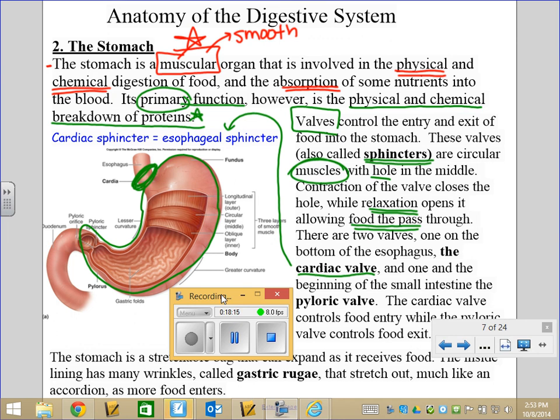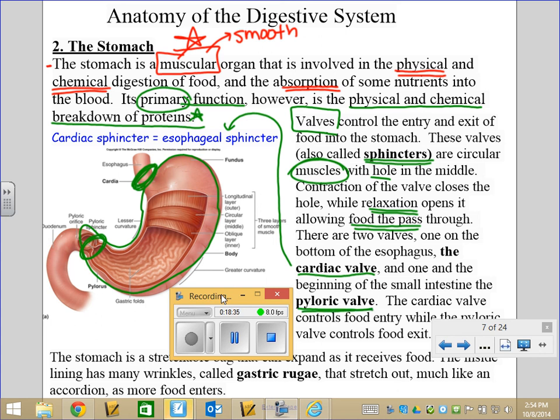Now the one at the end, you can see in the picture right here, is shown as being closed. So it kind of looks like the two sides are pinched together. That's what a closed valve looks like. It is called the pyloric valve.